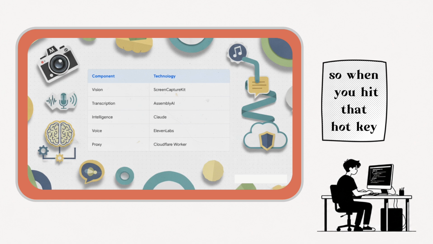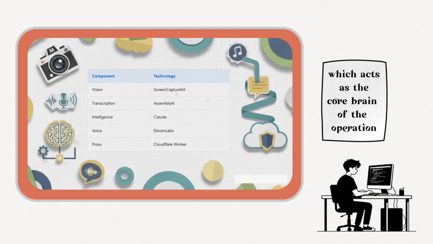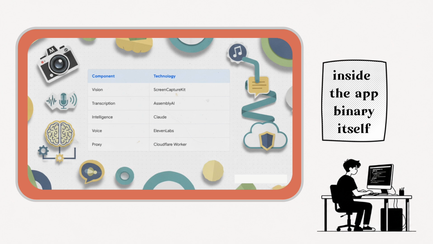So when you hit that hotkey, it snaps a screenshot and simultaneously streams your audio to Assembly AI for lightning-fast transcription. Both that text transcript and the screenshot get sent over to Anthropic's Claude, which acts as the core brain of the operation. Claude's text response is then piped right through 11 Labs to give Clicky that incredibly natural-sounding voice. And brilliantly, all of these API calls are routed through a secure Cloudflare worker proxy. That means your personal API keys are never actually shipped inside the app binary itself.